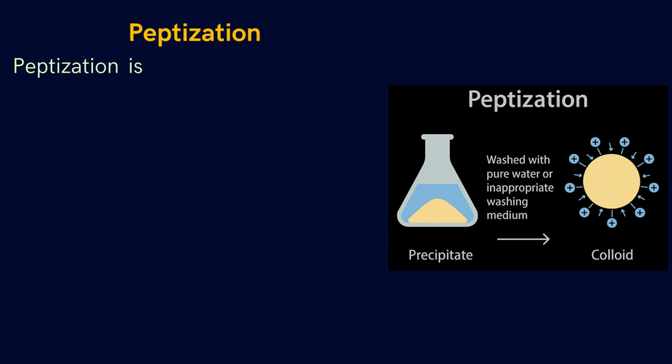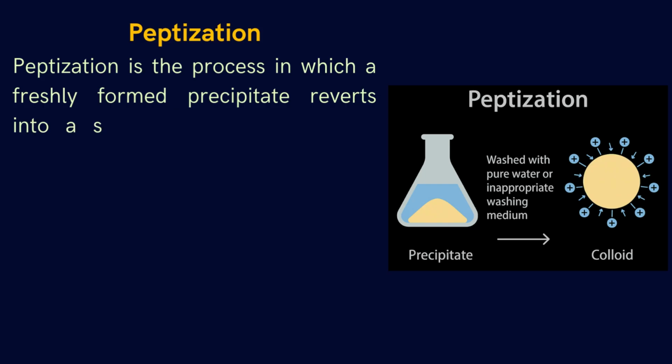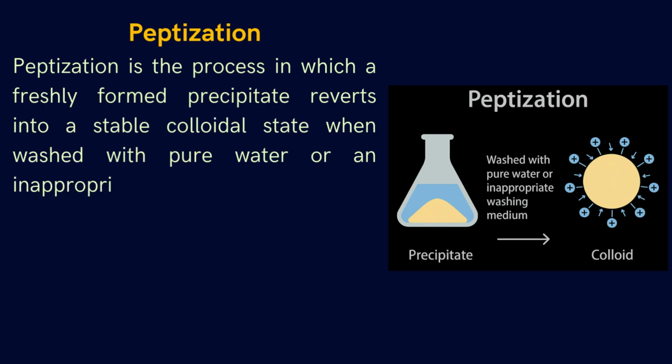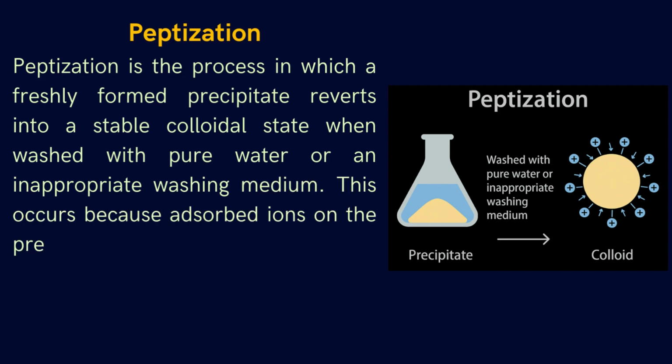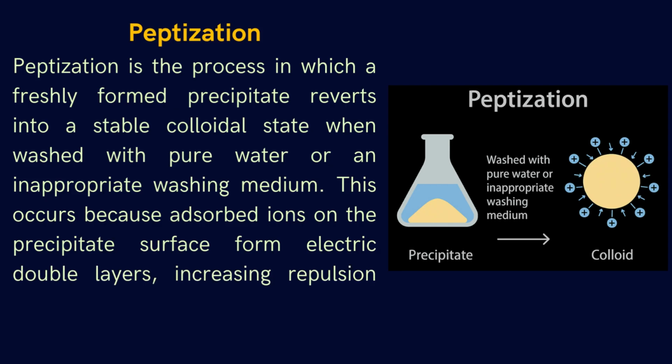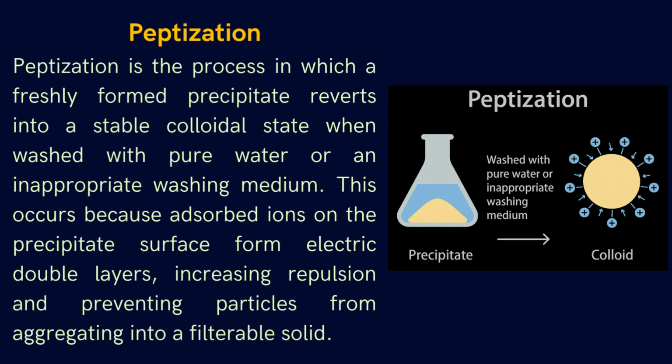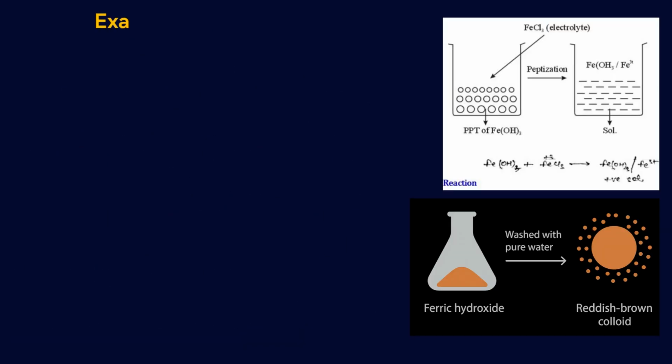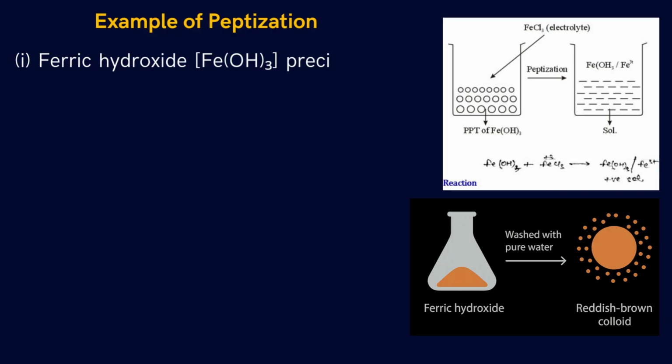Peptization is another process that occurs during precipitation. Peptization is the process in which a freshly formed precipitate reverts into a stable colloidal state when washed with pure water or an inappropriate washing medium. This occurs because adsorbed ions on the precipitate surface form electric double layers, increasing repulsion and preventing particles from aggregating into a filterable solid. Examples of peptization: the first one is ferric hydroxide precipitate.